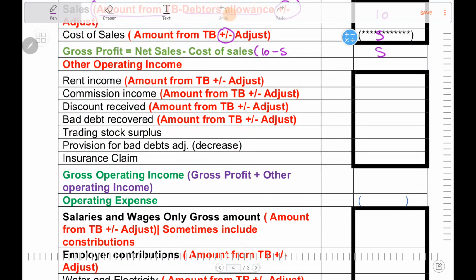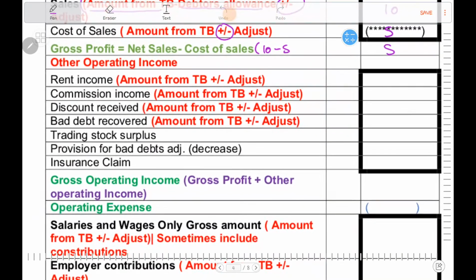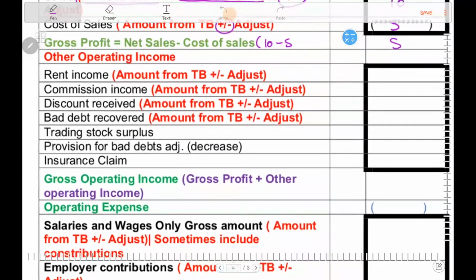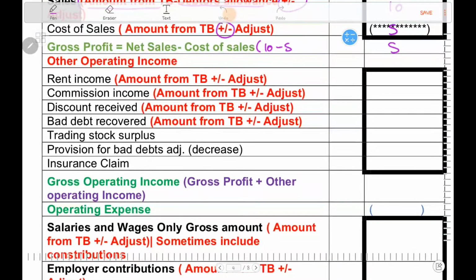This one is a simple one. Then let's talk about the other operating incomes. Under the other operating incomes, you're going to come across different incomes, but it's very important that you are able to identify which one is an income and which one is not an income.